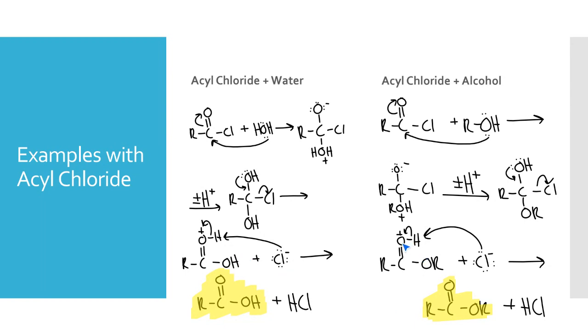But now that oxygen again has too many bonds, but this hydrogen will come off no problem, combine with the chlorine, have hydrogen chloride, and then an ester. Okay. So these are interconversion reactions where you're going from one acyl derivative to another acyl derivative. Easy enough, right?